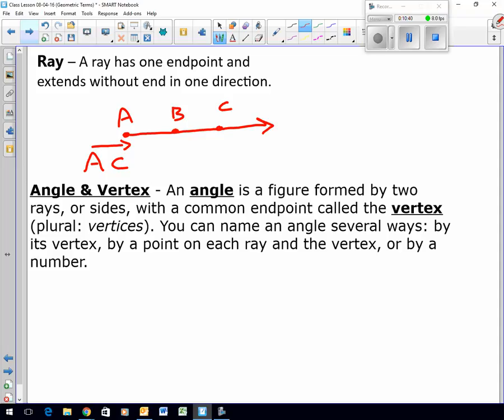Okay. Now we got an angle. Angle is a figure formed by two rays or sides with a common endpoint called the vertex, plural it's vertices. You can name an angle several different ways: by its vertex, by a point on each ray and the vertex, or by a number. Okay, let's draw us an angle. Let's just go with angle points A, B, and C. All right. Now all of a sudden I'm going to switch up my points in a plane. Okay. Everything so far has been what we call collinear. Correct? A, B, and C to this point have all been on the same line, right?